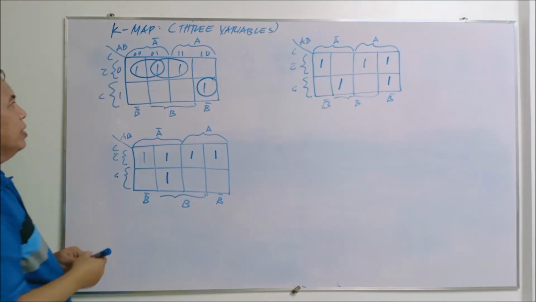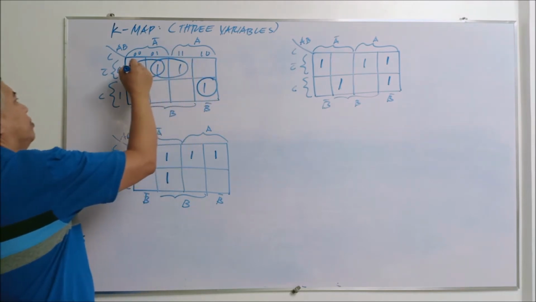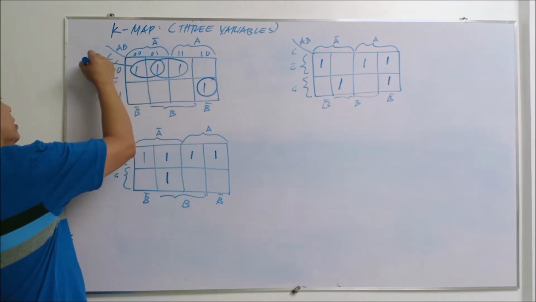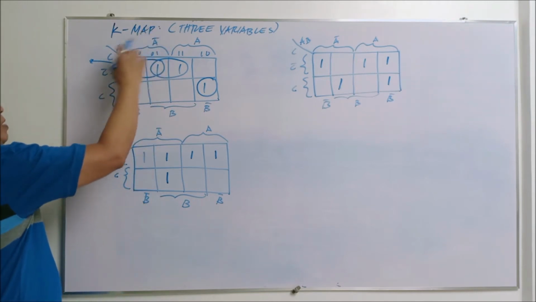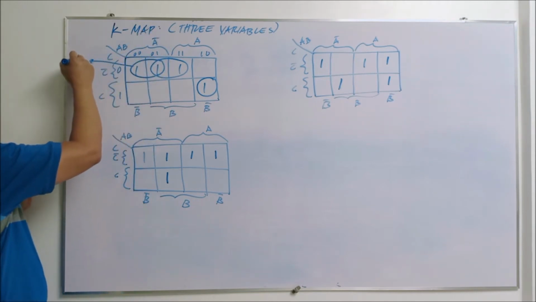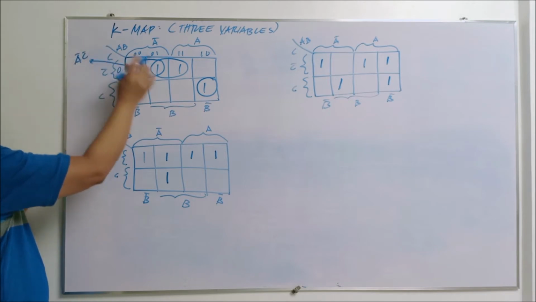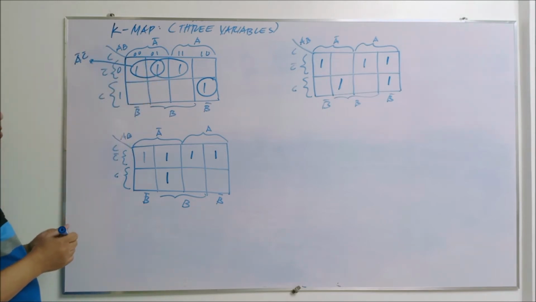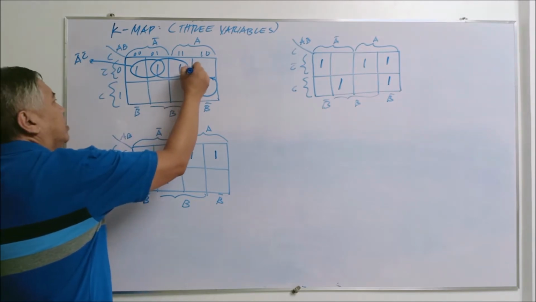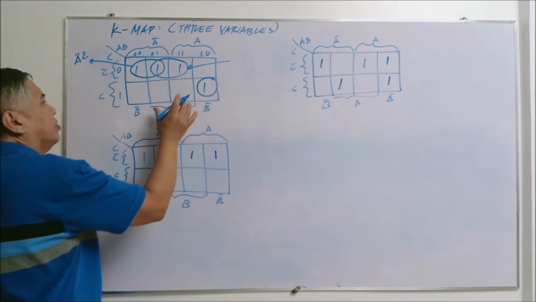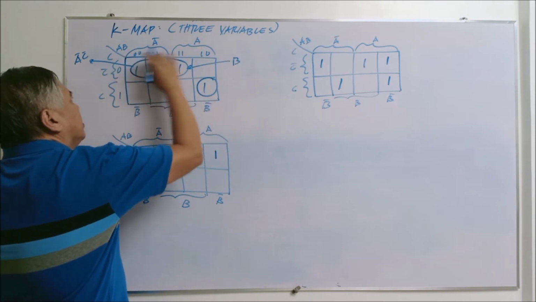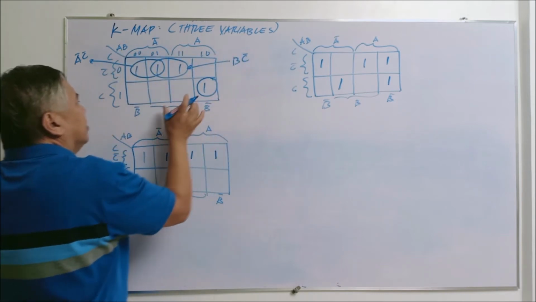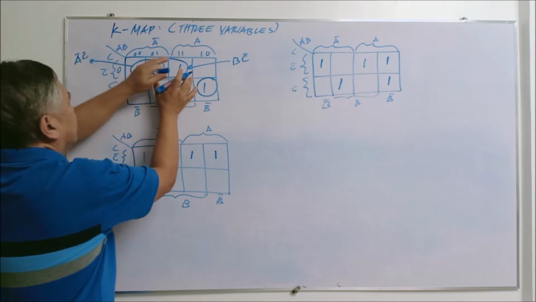So, what will be our equation? For this particular group, this belongs to A bar, C bar. Two adjacent cells combine to yield a two variable term. And this one here belongs to B, C bar, the intersection of B and C bar.